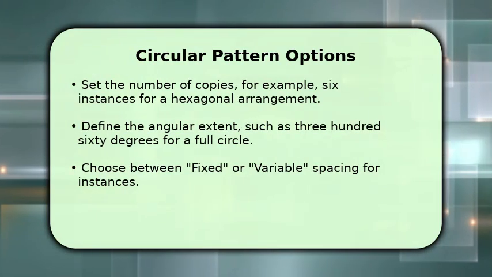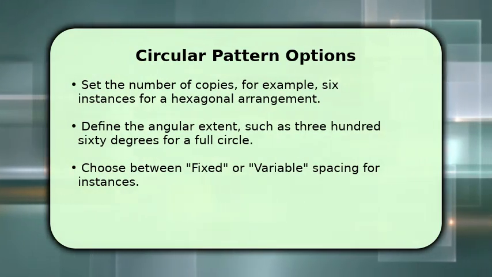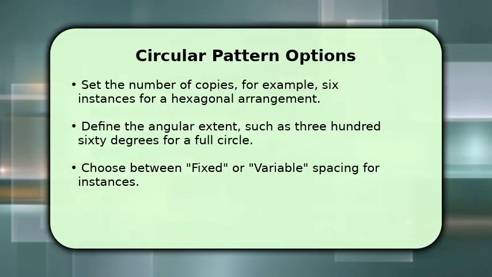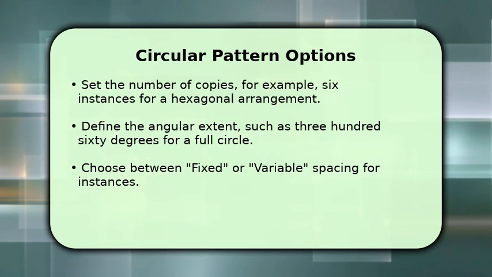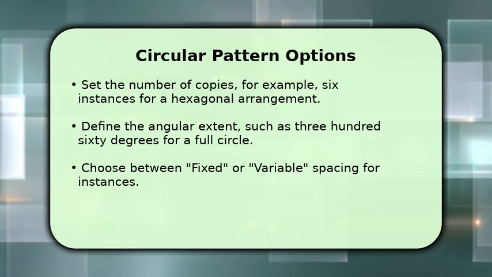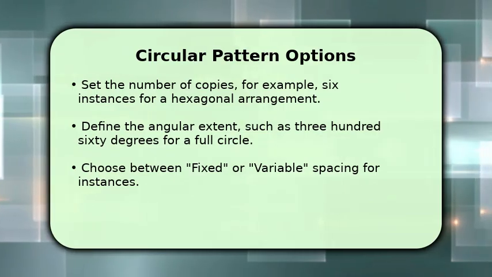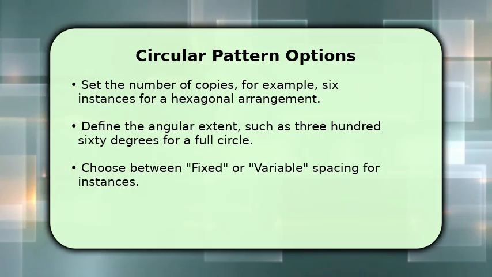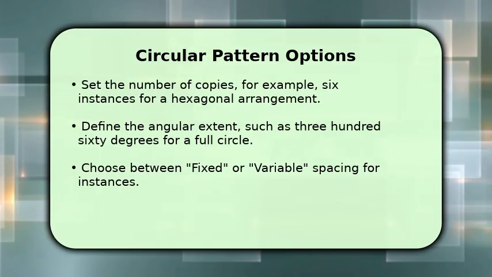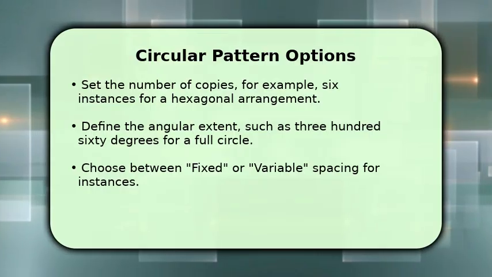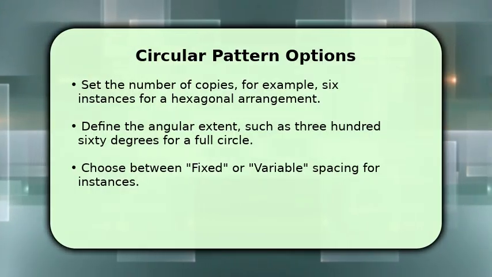When setting up your circular pattern, you have several key options. You can specify the exact number of copies, for example, 6 instances for a perfect hexagonal arrangement. Define the angular extent, such as 360 degrees for a full circle or a smaller angle for a partial pattern. You can also choose between fixed or variable spacing and control the pattern's orientation using the direction option. These settings offer great flexibility.